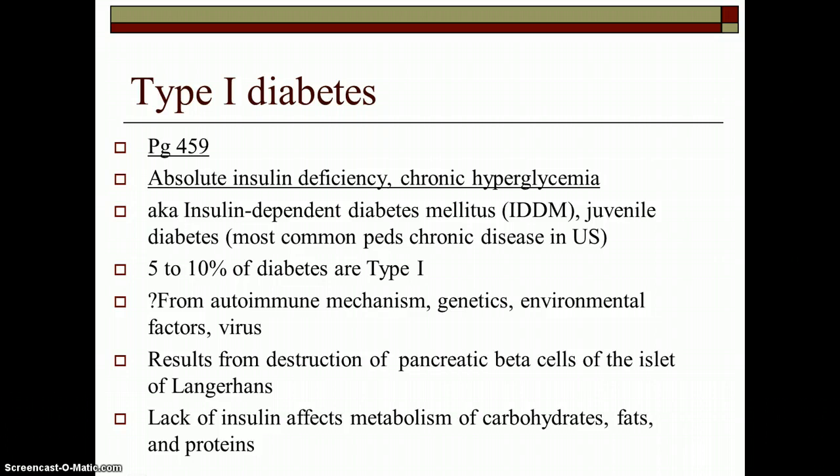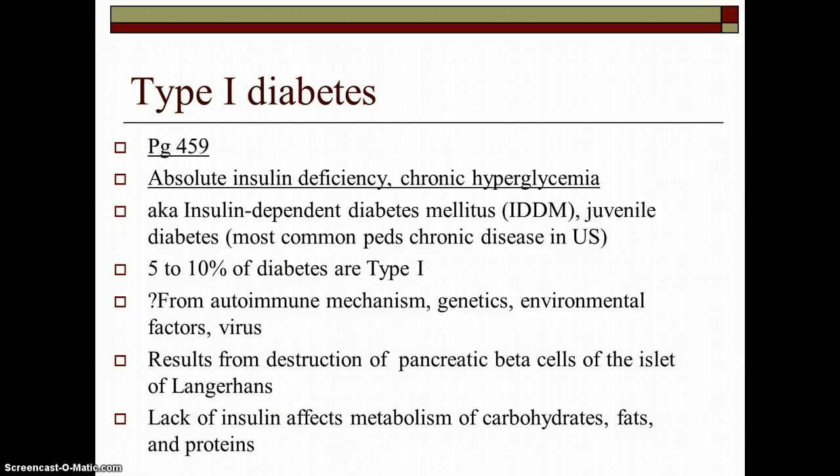But as childhood obesity and our sedentary lifestyle has grown in the United States over the past few years, we are seeing an increasing rate of type 2 diabetes in kids as well. So don't get them confused. When we talk about type 1 diabetes, we're talking about that pancreatic insufficiency. All right, and that's where they're going to be dependent on insulin. They're going to have to take insulin in order to manage their illness.